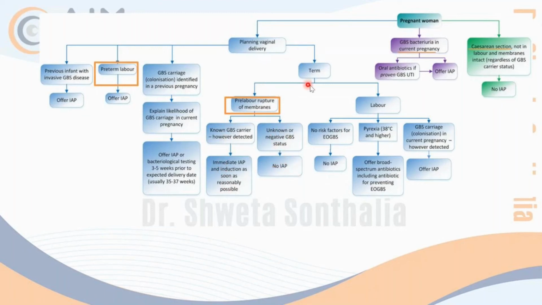So in term, it will always depend on whether she's a carrier with labor or rupture of membrane, you will give, or if she has pyrexia, you will give. Otherwise, in term baby, no need. Term baby with pyrexia, give. Term baby with carriage in labor, give. Term baby with carriage with rupture of membrane, give. Otherwise, no need, right? Because usually in term you don't give, while in preterm you give to all.